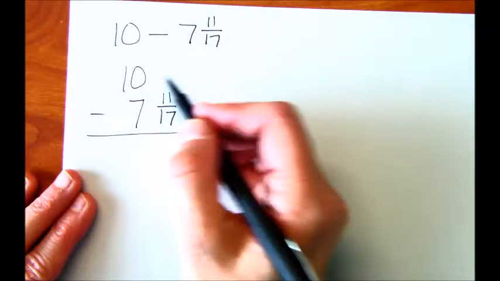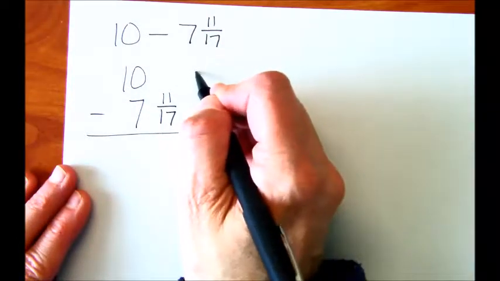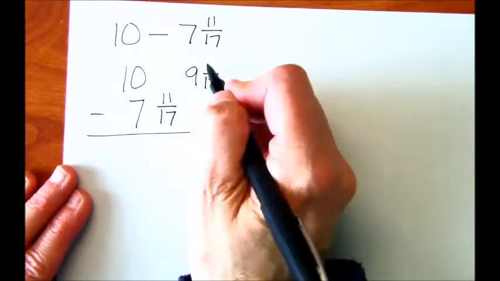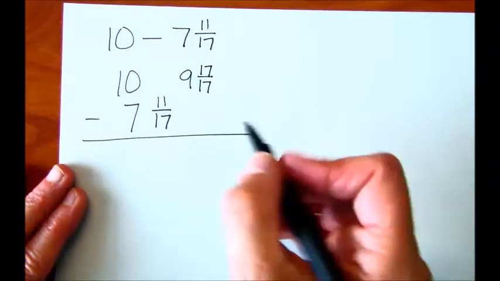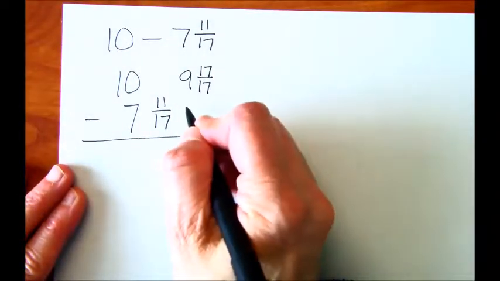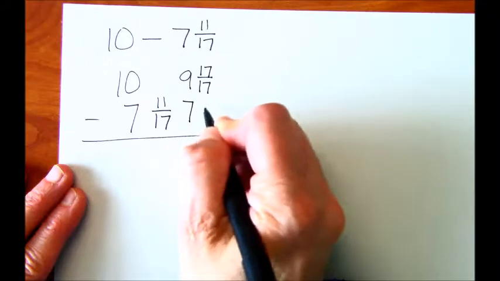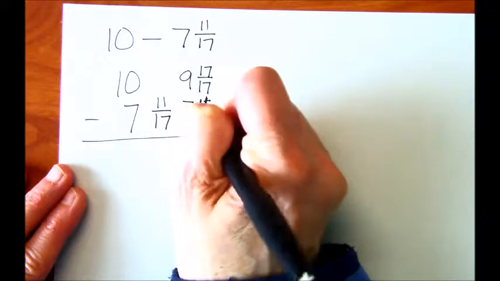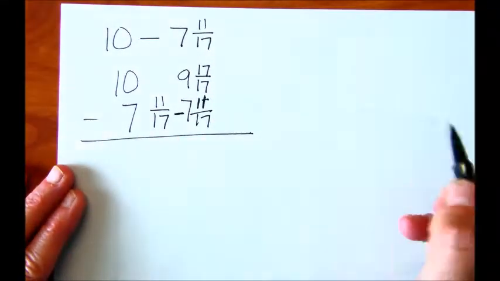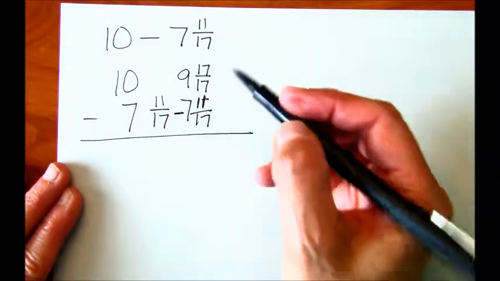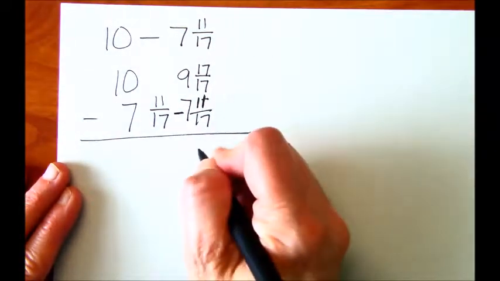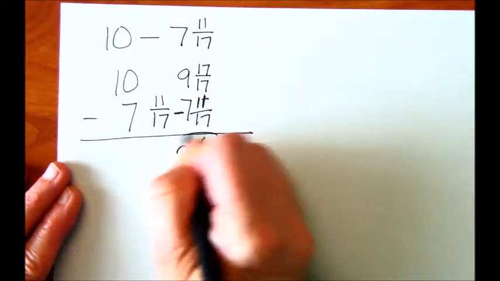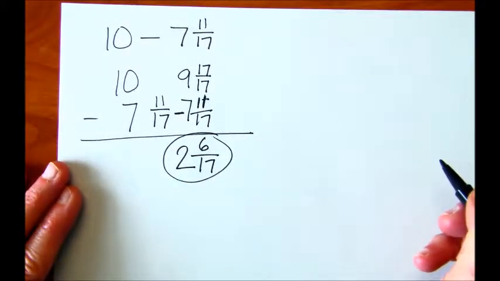Okay. Now again, there's no fraction here that I can take the 11/17 away from. So I need to rewrite this. I'm going to take 1 away, so that gives me 9. And I want my denominator to be in 17ths, so that means my numerator is also going to be in 17ths. So I'm going to just rewrite this underneath 7 and 11/17. And remember, we're subtracting. So 17 take away 11 is going to be 6/17. 9 take away 7 will give me 2. 2 6/17.